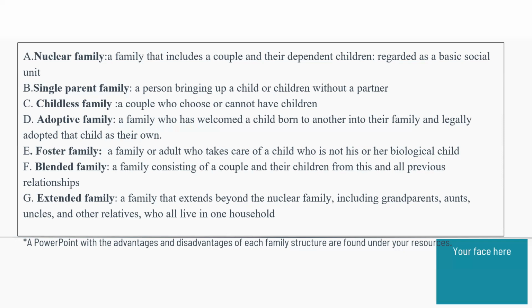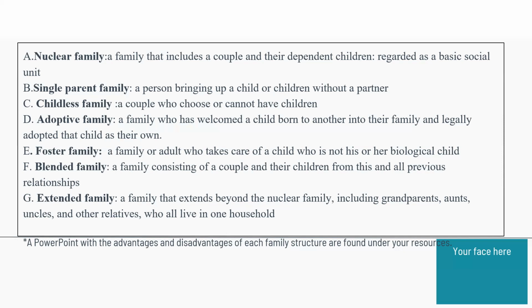And then there's what is called a blended family. A blended family is a family consisting of a couple and their children from this and all previous relationships. So let's say you were married, then you got divorced, and then you have children, then you remarry. You bring in kids from other relationships into the new home, and you form this one big family unit. That's a blended family.